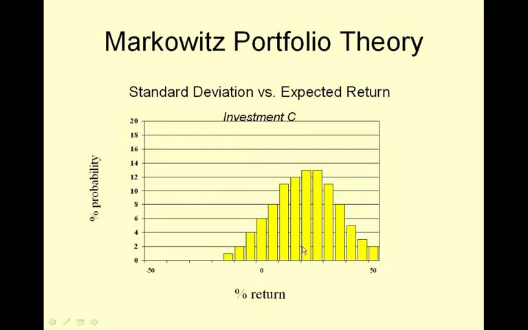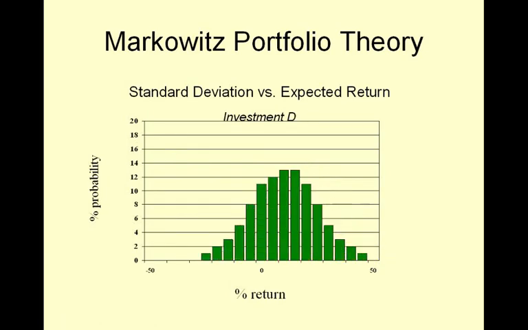Investment C offers a higher expected return than investments A and B, around maybe 20 to 25%. And the range of results for investment C is kind of in between what we saw for investments A and B. Investment D has about the same width of potential returns as investment C, but a lower expected return than investment C.